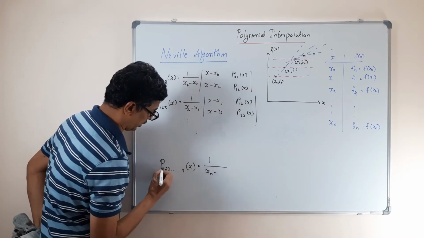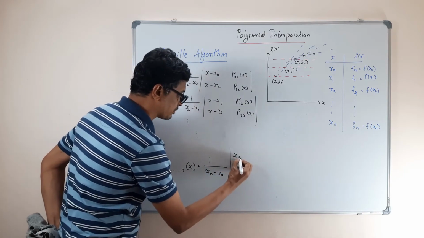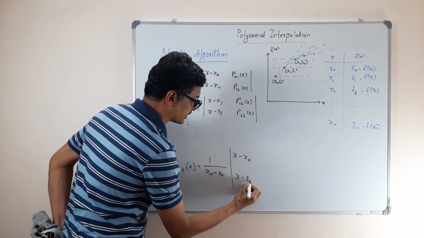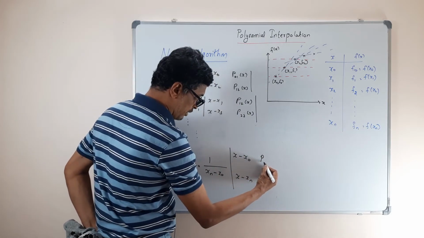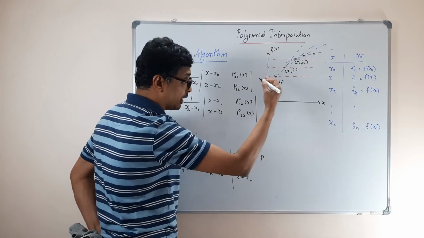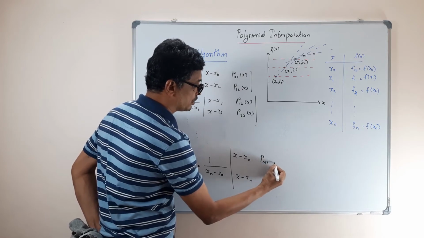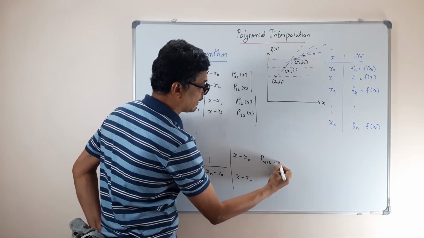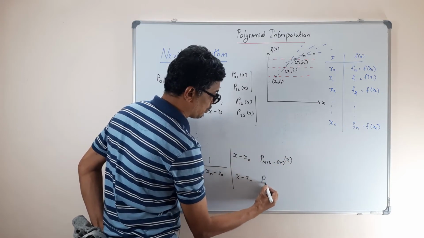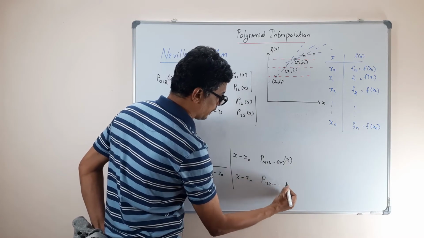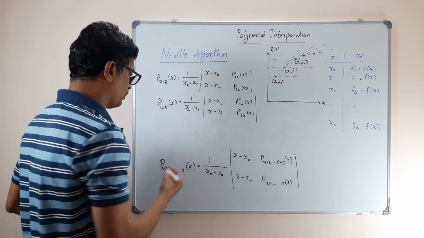minus x0, 1 by xn minus x0, and that will be multiplied by x minus x0, x minus xn, and this will be your y-axis, a polynomial passing through the endpoints. For n plus 1 data points, this will be p of 0, 1, 2 up to n minus 1 of x, and this will be p of 1, 2, 3 up to n of x. Okay, so we can keep doing that.